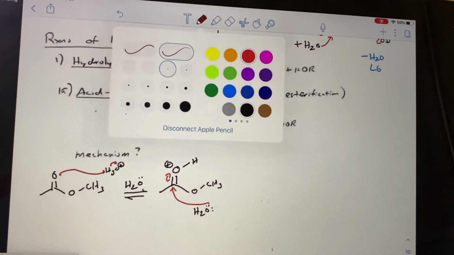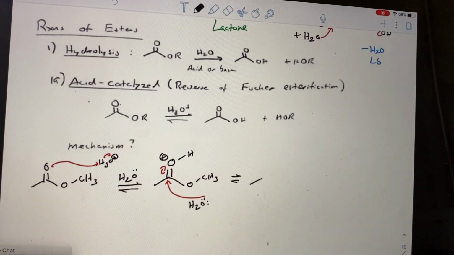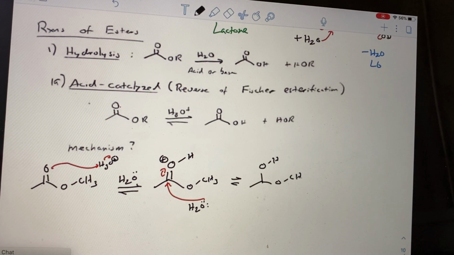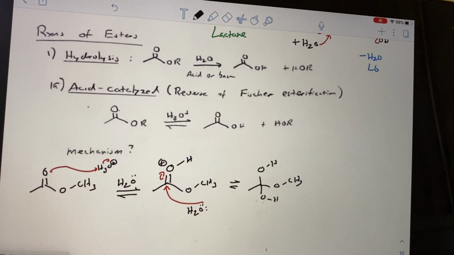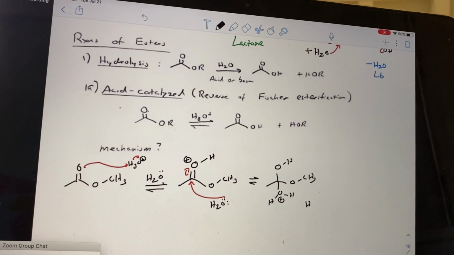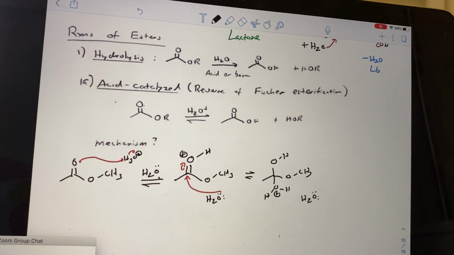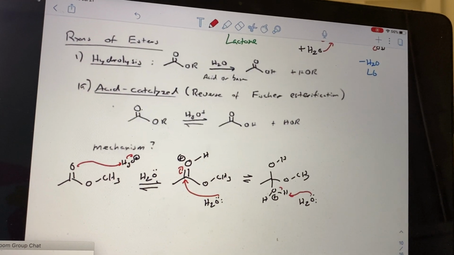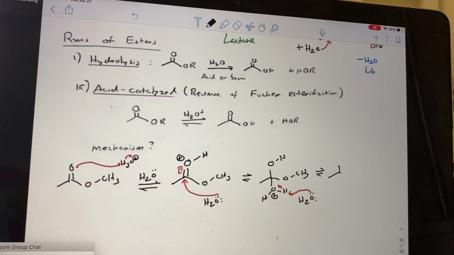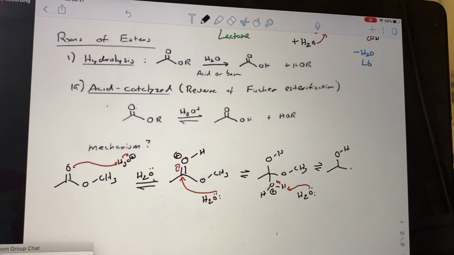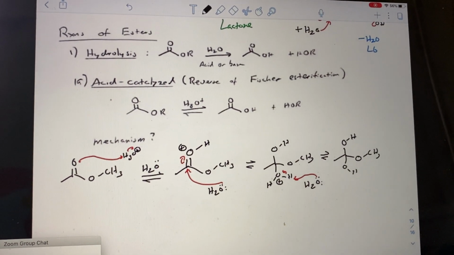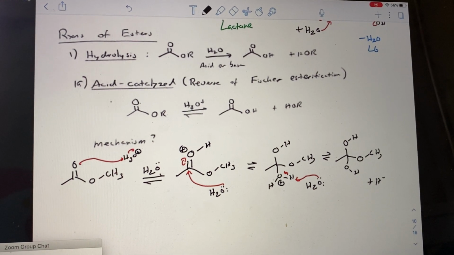These electrons go up onto this oxygen. These steps are also all in equilibrium. OH, OCH3, and then this with the positive formal charge on this oxygen. Now let's take that proton off, regenerate our acid. OH, OCH3, OH here, plus H3O plus.